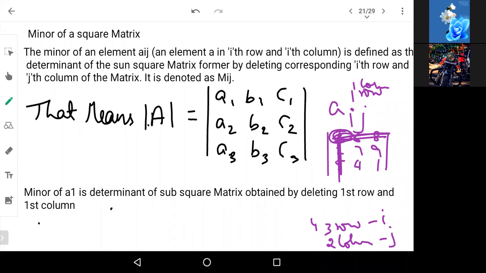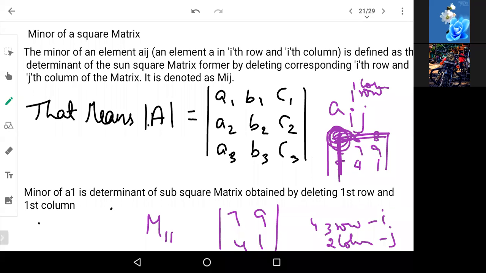And what will be the minor value for this? 7941 will be the minor for the first element. What is the first element? That is M. M is the minor. What is the element? First row and first column. Okay. Did you understand this? We are just finding the minors like how we did before. But here the notation is given in a different way. That's all.